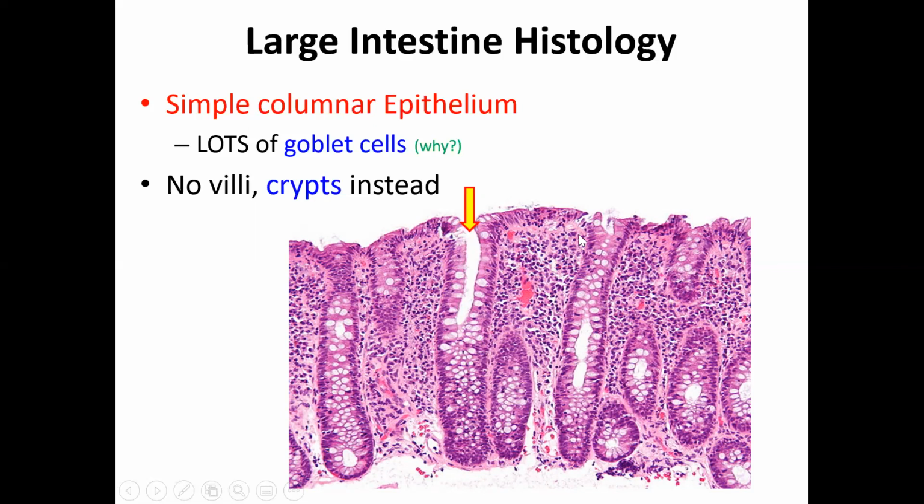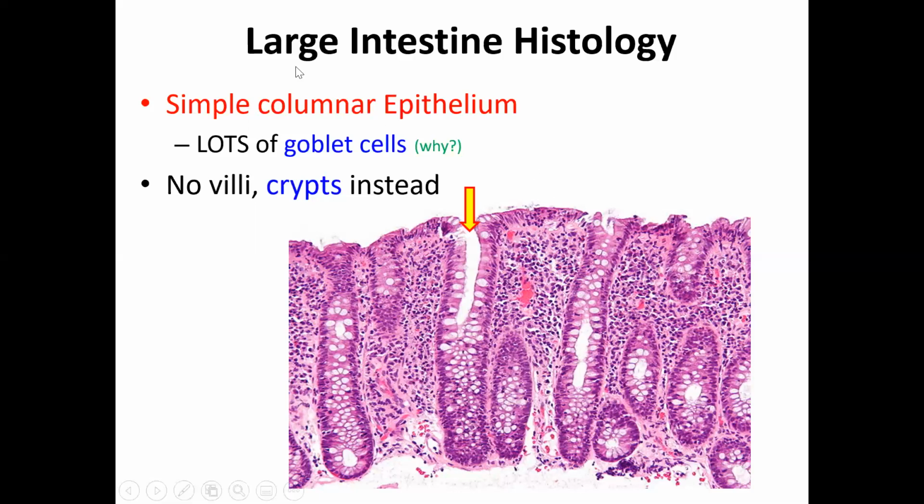The other thing I'd like you to know is that in the simple columnar epithelium, all of these light colored cells here are goblet cells. Remember that goblet cells secrete mucus. Why would you want a bunch of goblet cells in your large intestine? If you think about the path of the food, in the stomach you have chewed up food, called the bolus. From the stomach, it goes into the small intestine, and the function of the small intestine is to absorb all of the nutrients. Along with the nutrients, you're also absorbing water.